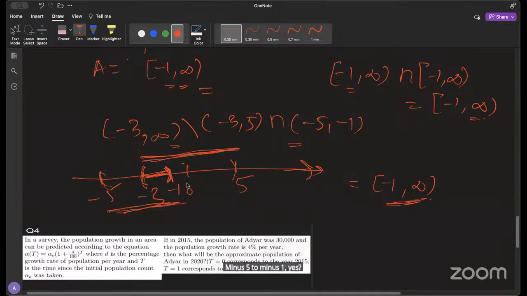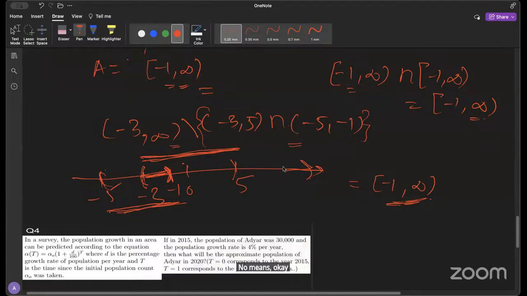A difference B means you have to remove A from B or B from A. This means you have to remove this whole set from this set. Okay. Is this clear now?